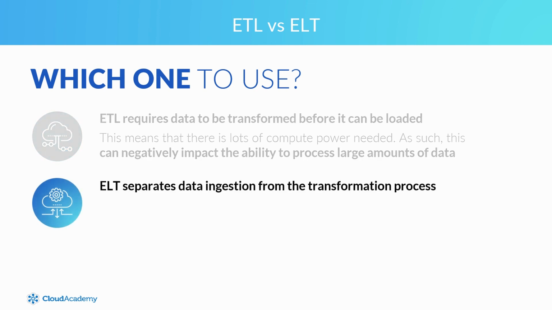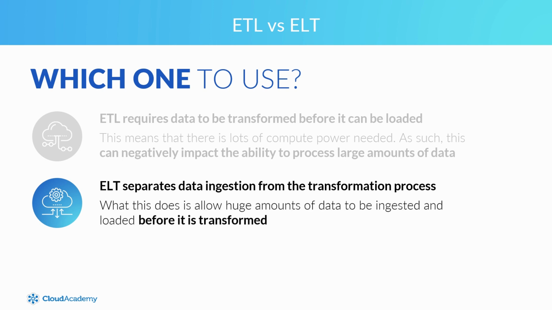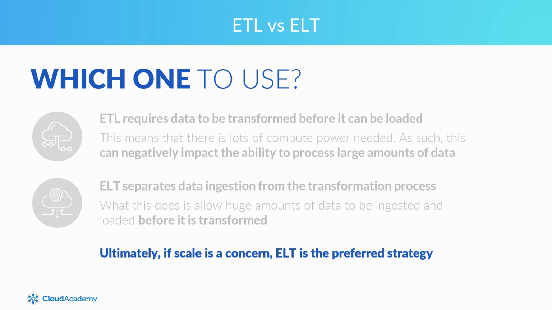Using ELT instead separates data ingestion from the transformation process. What this does is allow huge amounts of data to be ingested and loaded before it's transformed. By breaking the process apart in ELT, it's possible to ingest lots more data than with ETL. You can essentially ingest data as fast as it's written. Ultimately, if scale is a concern, ELT is the preferred strategy over ETL.